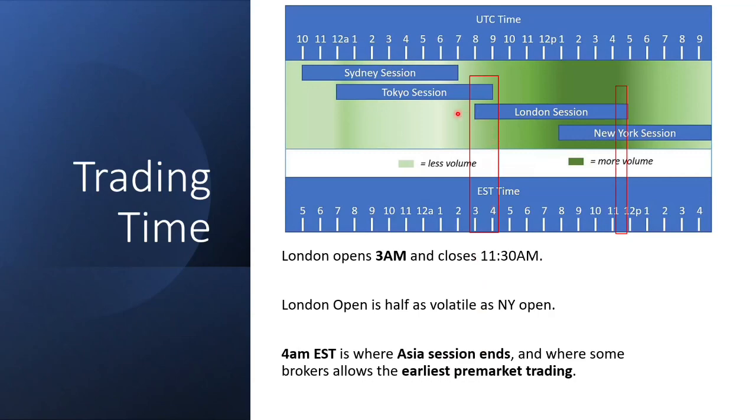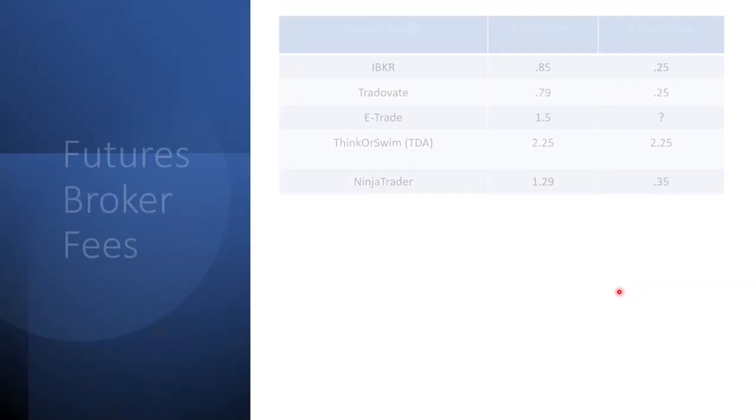And same thing with Asia markets. Asia markets close at 4 a.m. Eastern time, and this overlaps with the London session. And this is also the time where some brokers allow the earliest pre-market trading.